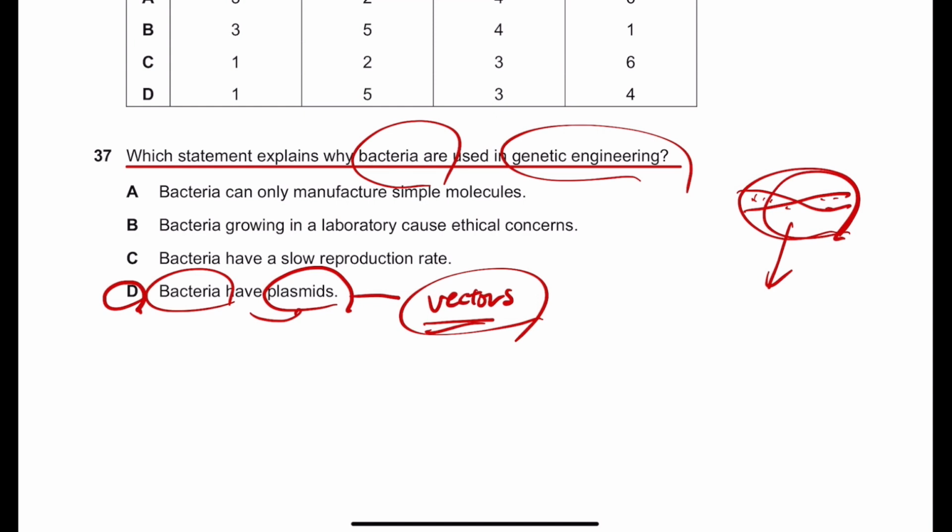A is not the right answer. If it can only manufacture simple molecules, it's no good use. B is not the right answer because it causes ethical concerns and it's a bad thing.